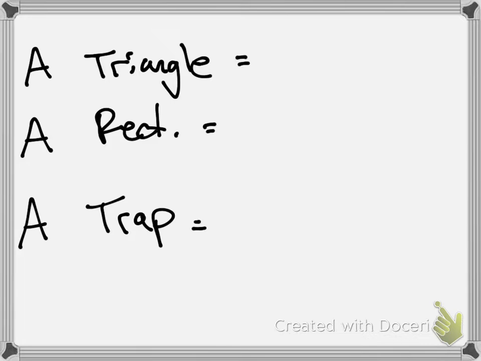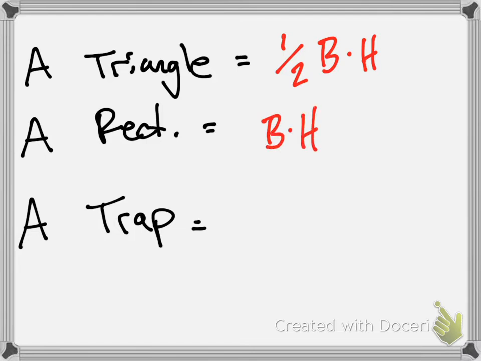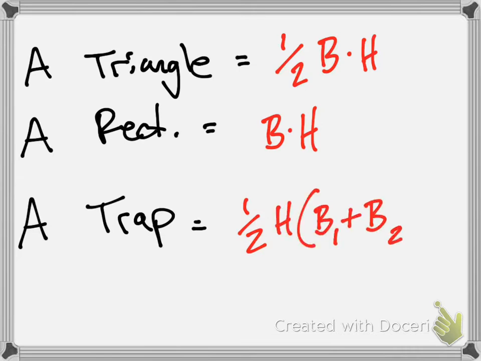Liam, what is the area formula for a triangle? You multiply the height and then you divide by half. Perfect. So we've got 1/2 base times height. Excellent. Jaden, what's the area for a rectangle? What's the formula for a rectangle? Base times height. Excellent. Gloria, what's the area formula for a trapezoid? 1/2 h plus base 1 plus base 2. Perfect. 1/2 h times base 1 plus base 2.